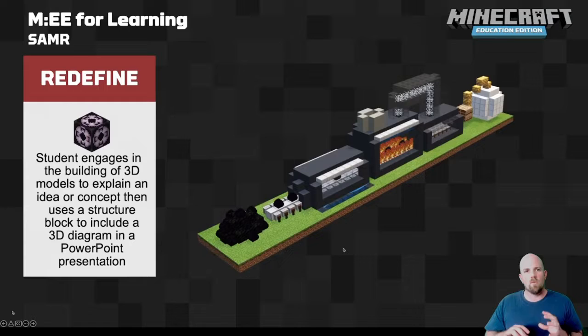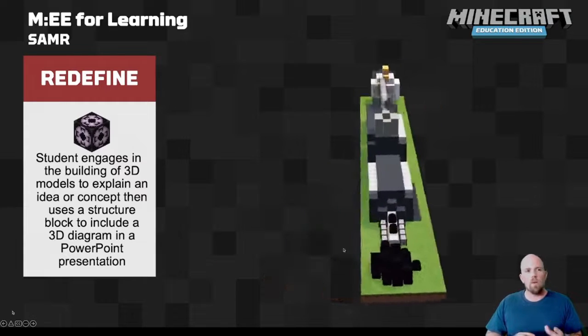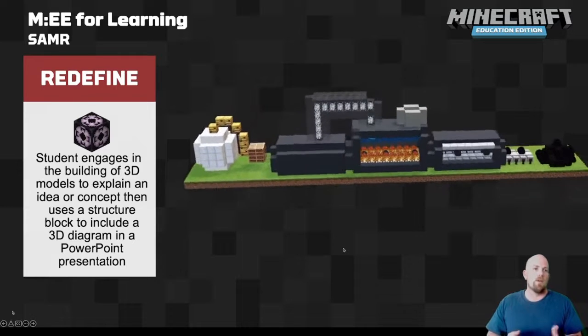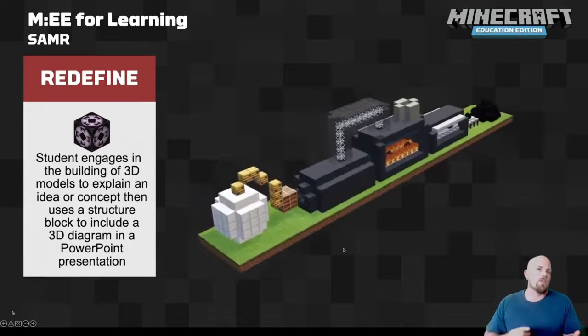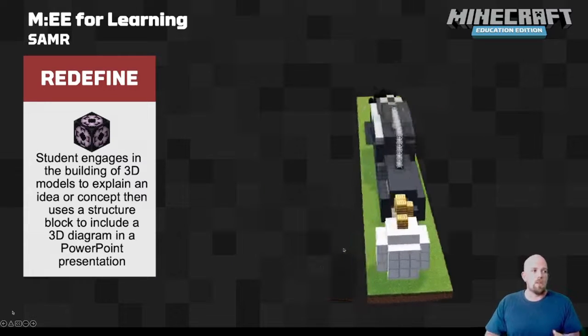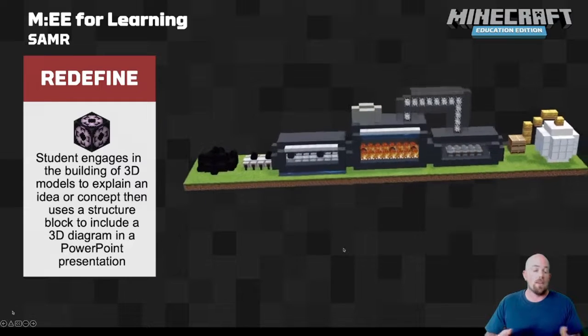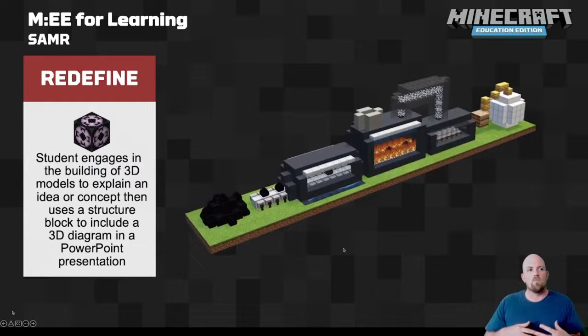And the last one is redefinition. For this one, we had students building replicas of their understanding of how energy is made, transferred and used. They decided to use coal and built this model of how coal is represented through the stages of energy. But what we did was use Minecraft and something called the structure block, and I put a link to some resources about how to use the structure block. The students were able to export that.